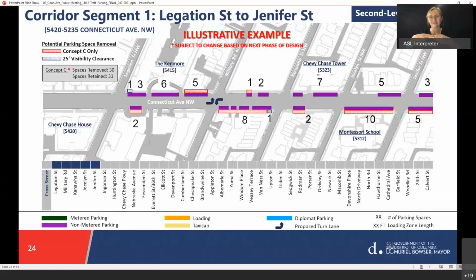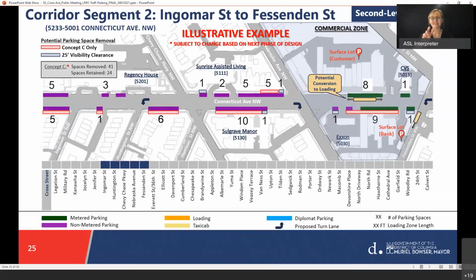This is the second segment I'm showing you, between Ingomar Street and Fessenden Street. This one's unique in terms of the corridor in that it contains a commercial loading area. What we're showing is the parking spaces to be removed. You can see that we moved from one side. On the opposite side, the spaces being removed are for corner clearances or for turn lanes. We're showing some opportunities that we may look into for potential conversion to loading or pickup drop off. This would be on through all the commercial corridors where we would look at ways to improve on that.